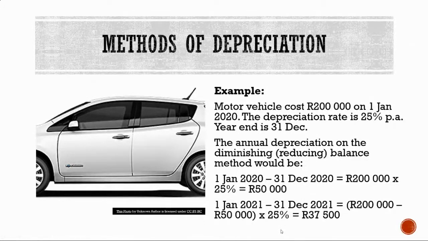Now, if we use this method, what it would mean is we would actually use that asset for a longer period. And we expect when we sell it to generally get an amount back. Whereas with the other method, we say after 4 years, that car is worth nothing, which is not necessarily the case, depending on how you use it.